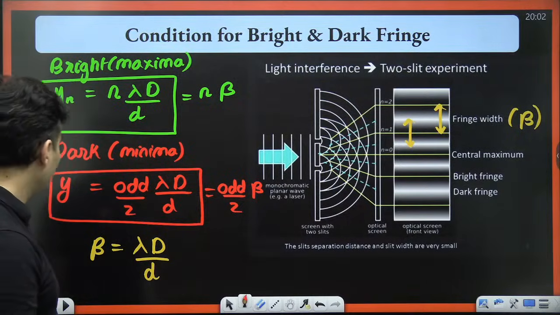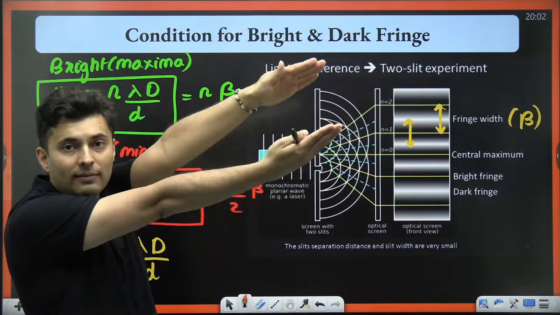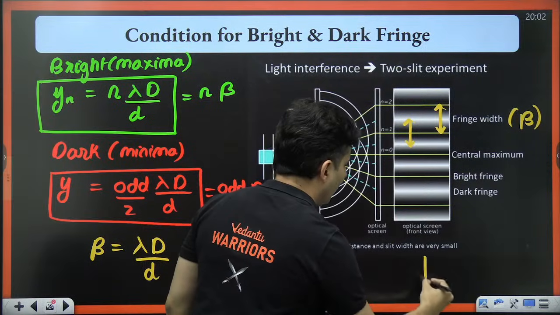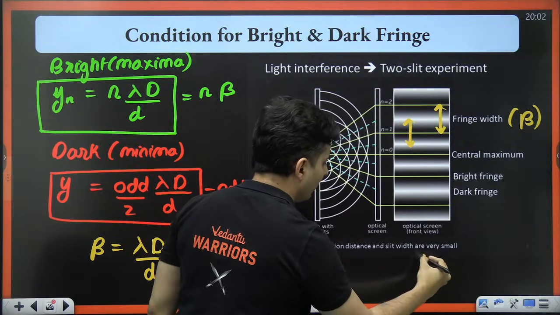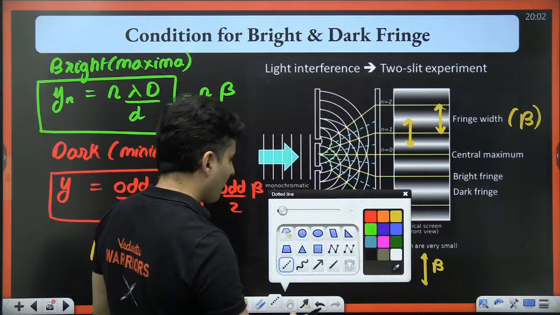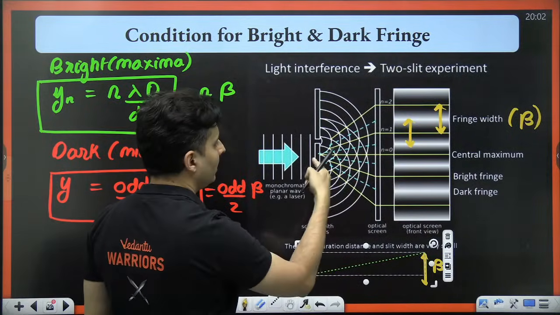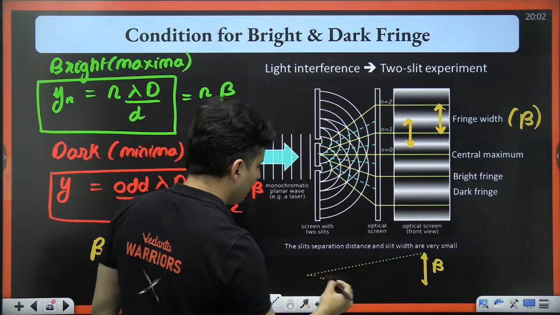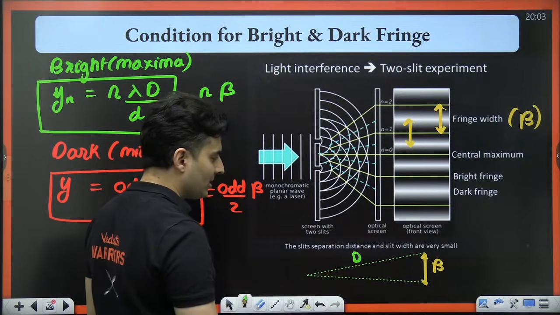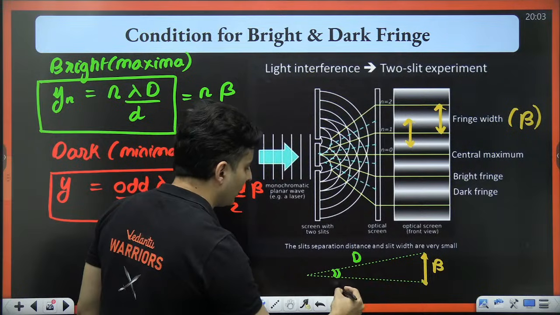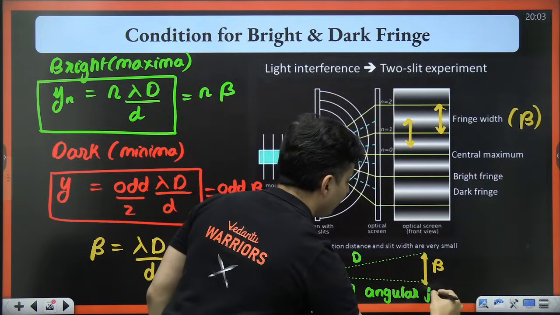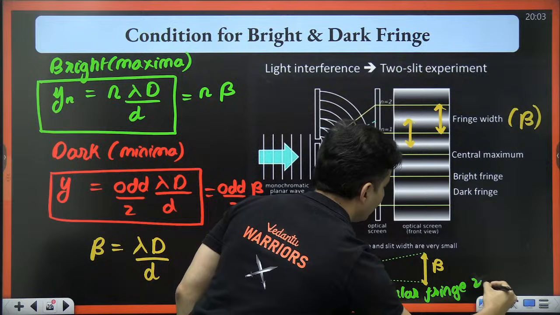Another thing which you should know is what is the angular width of any fringe. Very straightforward. So if you have any fringe having a width of beta from one bright to one bright, one dark to one dark, and you know one thing, that from the center, if you draw these lines, they will be approximately D. This angle that you see over here is called the angular width. This is called the angular fringe width. In terms of angle.